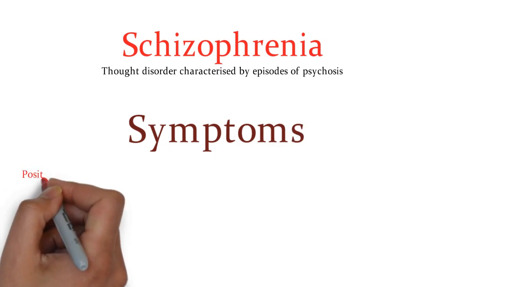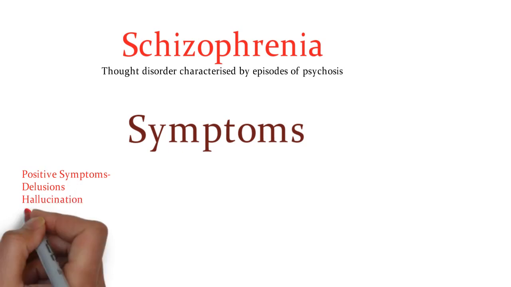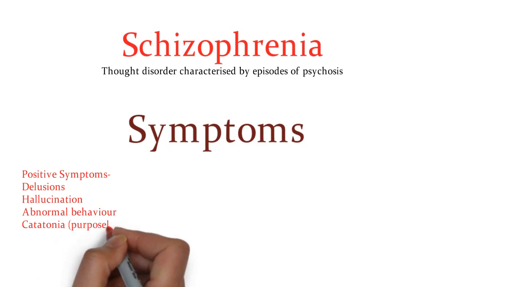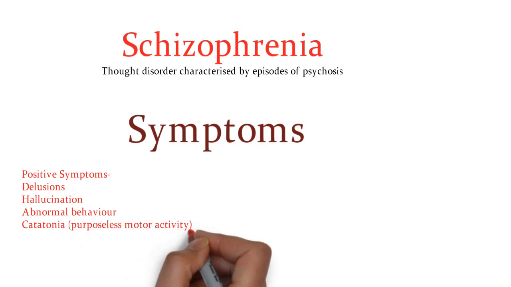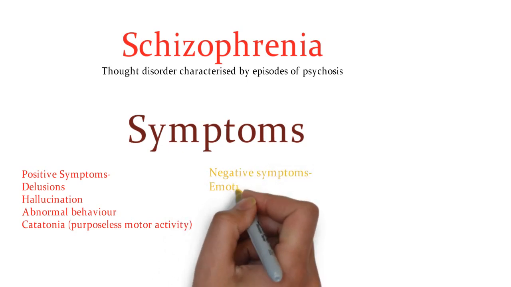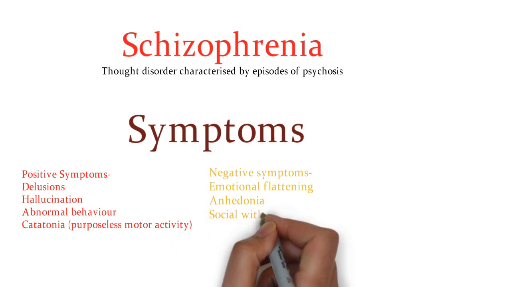The symptoms of this disorder are majorly divided into two core categories, that is positive and negative. Positive symptoms include delusion, hallucination, then abnormal behavior and catatonia. Negative symptoms of this condition include emotional flattening, then anhedonia, followed by social withdrawal.